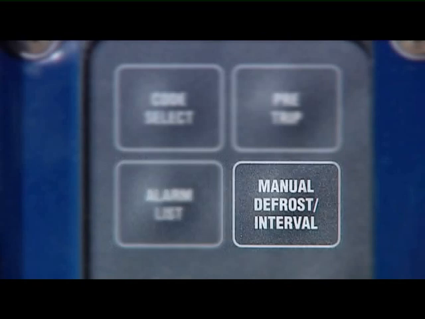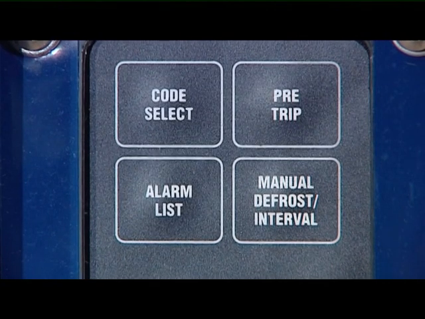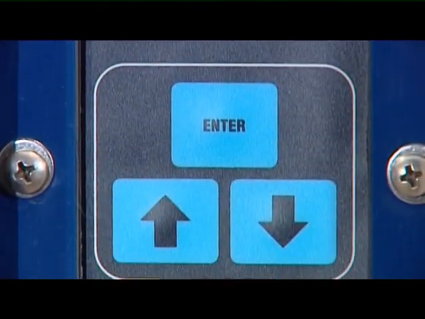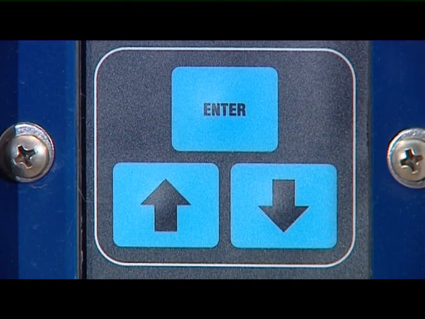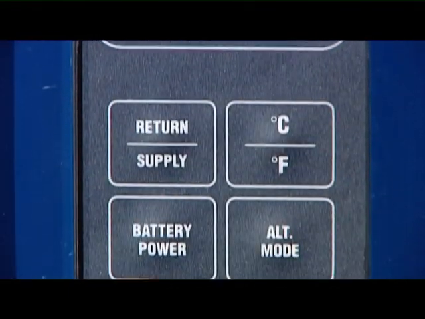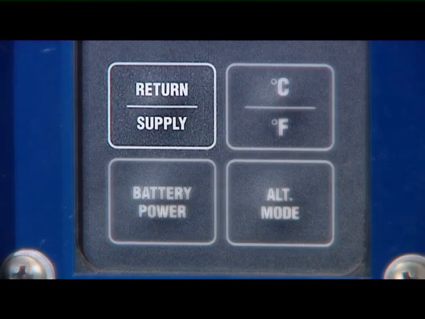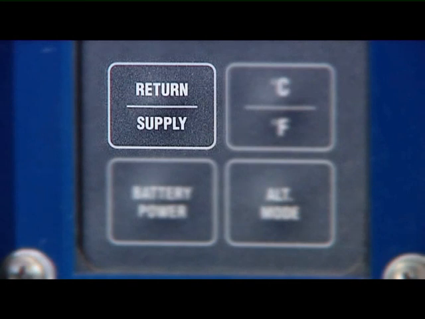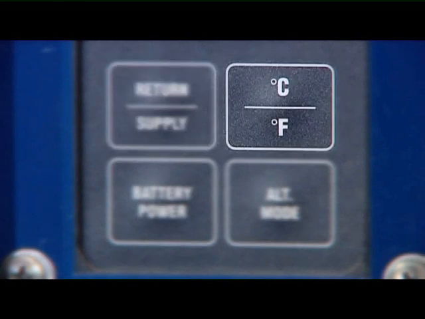The manual defrost interval key displays the selected defrost mode. Pressing this key for 5 seconds will initiate a defrost. The Enter key confirms a selection to the controller. The arrow up-down key changes and scrolls a selection. The Return Supply key displays the non-controlling probe temperature. The Celsius degree and Fahrenheit degree keys select both scales.